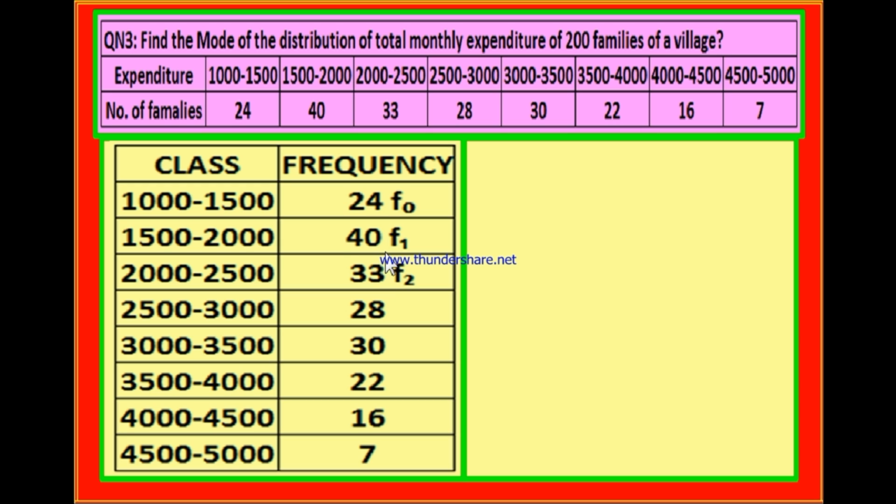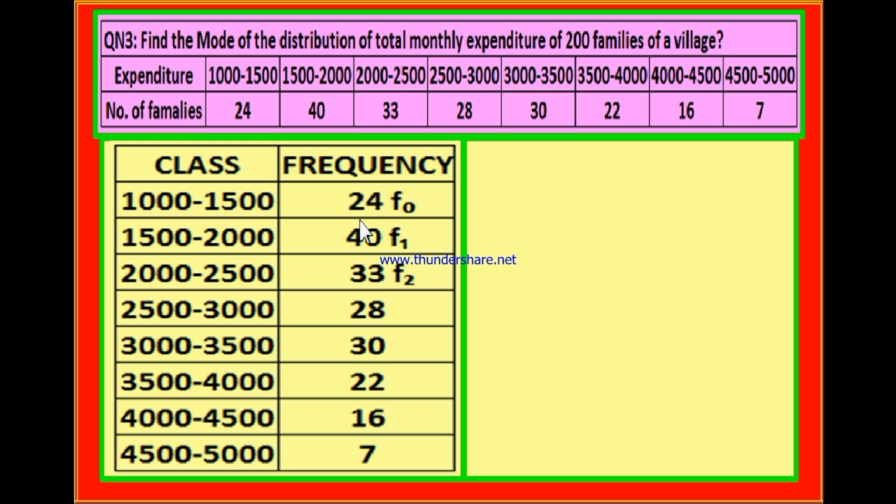Understood? And at the same time, the lower boundary of the model class, I already told you this is the model class. The lower boundary of the model class is called as L. Here the lower boundary is 1500, therefore L is equal to 1500. If once you know all these values, then you can go for the formula to find mode. Of course, in this case, if you observe, the highest frequency lies in the second class from the top. So, as it is the second class, you can take this as F1, and the above class frequency is F0, and below class frequency is F2.